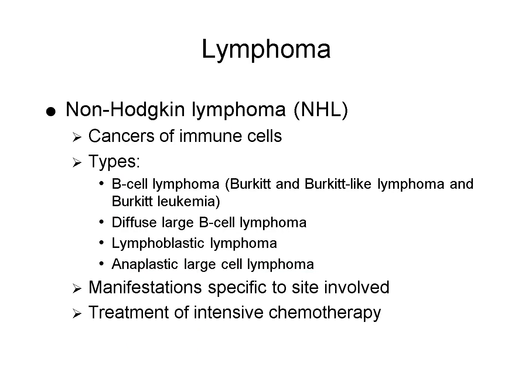Non-Hodgkin lymphoma, or NHL, includes a diverse group of immune cell cancers affecting children. Common types include B-cell lymphomas, such as Burkitt and Burkitt-like lymphoma, diffuse large B-cell lymphoma, as well as T-cell types like lymphoblastic lymphoma and anaplastic large cell lymphoma. The clinical manifestations vary based on the site involved, but can include rapidly enlarging lymph nodes or extranodal masses. Treatment typically involves intensive multi-agent chemotherapy.